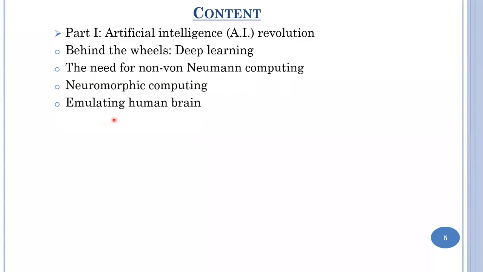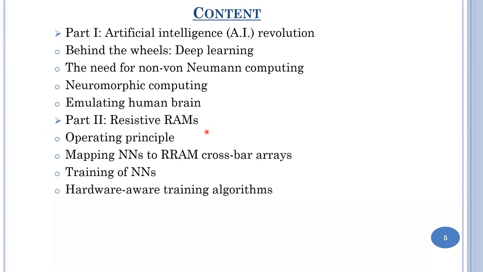In the last part of this talk, I will be discussing resistive RAMs, their operating principle, and how we map these neural networks onto the RRAM crossbar array or onto memory arrays. I would also talk about the training of neural networks and several hardware-aware training algorithms with which you can train your neural networks directly on the hardware. With this, I would conclude.